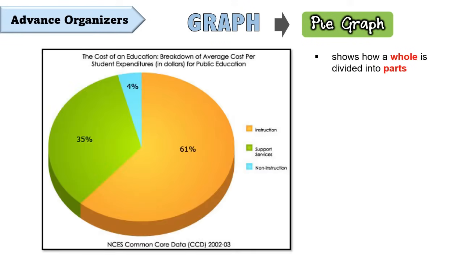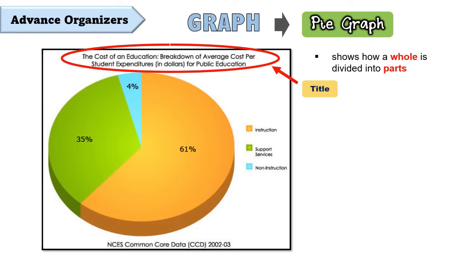Next we have pie graph or pie chart. Shows how a whole is divided into parts. Here are the parts of a pie graph. Title tells us what the pie graph represents. Legend tells what each slice of the pie represents.